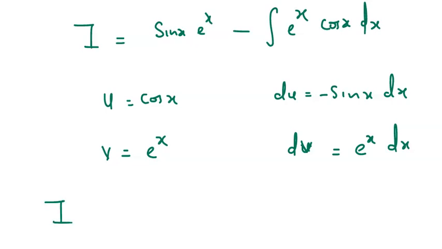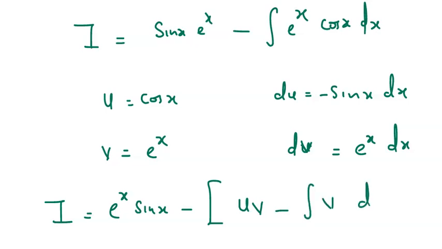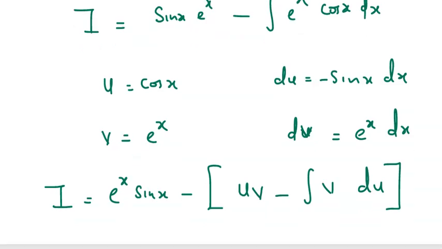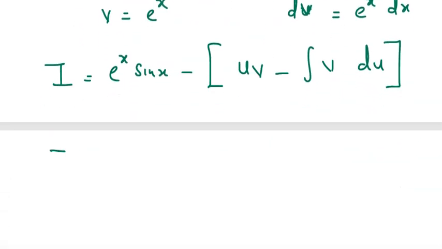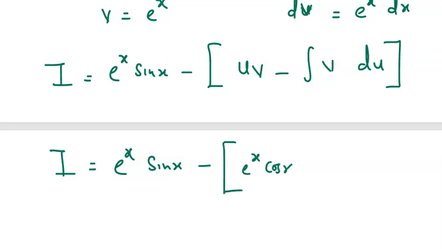So our I is going to be equal to e raised to the power of x multiplied by the sine function of x, then minus, let's put it in brackets, uv minus the integral of v du. This is really cool, right? So our I is equal to e raised to the power of x multiplied by sine of x, then minus, where uv in this case is e raised to the power of x times the cosine of x, and then minus the integral of v, which is e to the power of x, du is negative sine function of x dx.